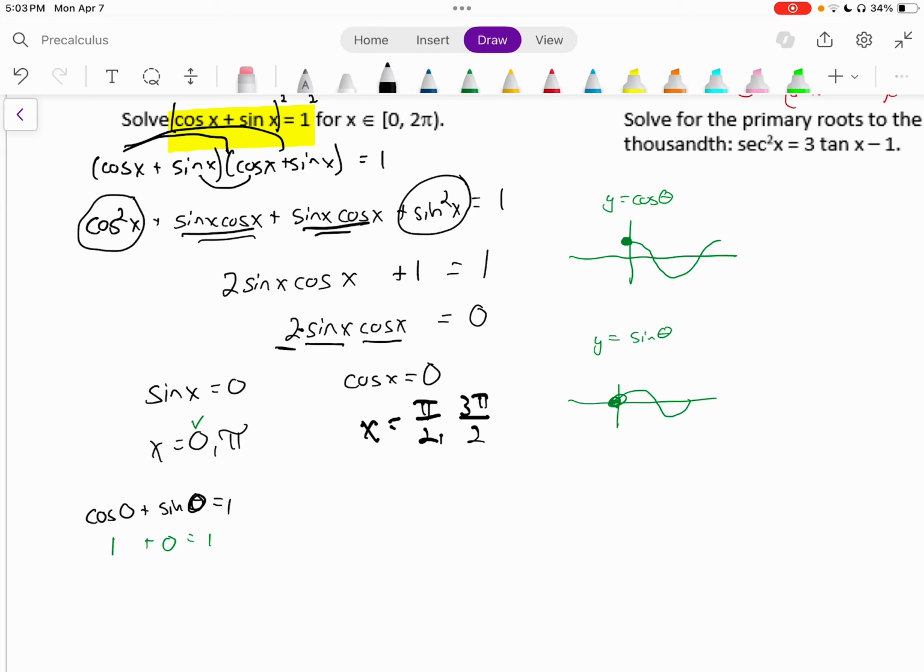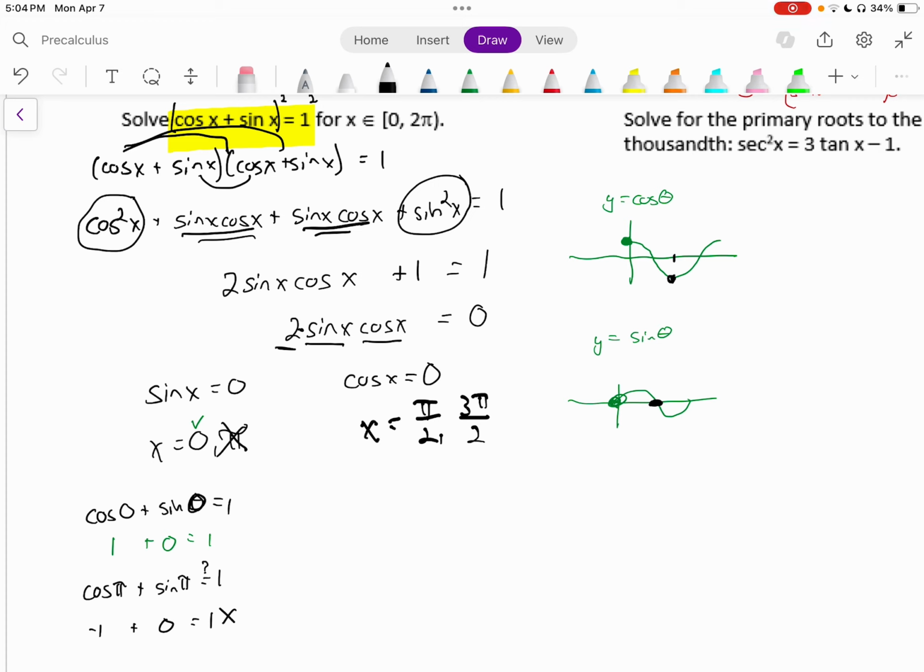Now let's try plugging in pi. So again, back into the highlighted equation at the top. Cosine of pi plus sine of pi. Does that equal 1? So we're checking. Cosine of pi is right here. It's -1. Sine of pi is 0. So that is incorrect. -1 does not equal 1. So this is not one of our solutions.